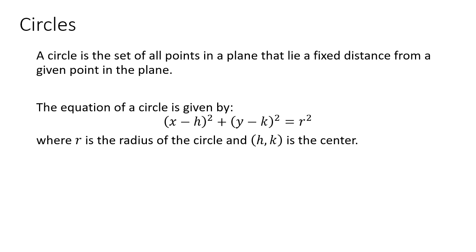So by definition, in our Cartesian coordinate system, a circle is the set of all points in a plane that lie a fixed distance from a given point in the plane. That given point being the center of the circle. So you're going to have some center location, and then the circle will be all points that are a fixed distance from that center in any direction. And of course, that distance we call the radius of the circle.